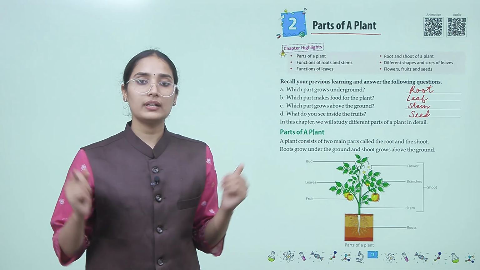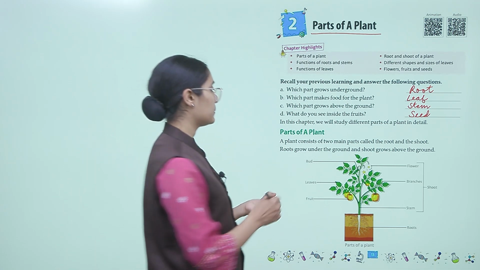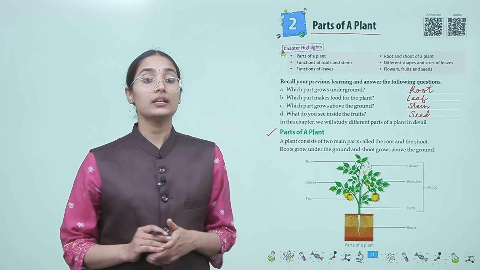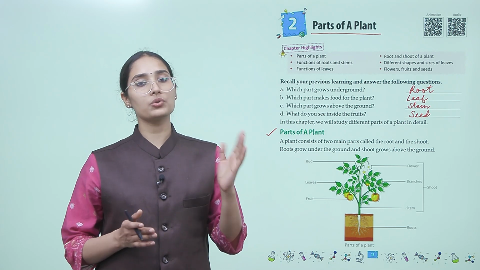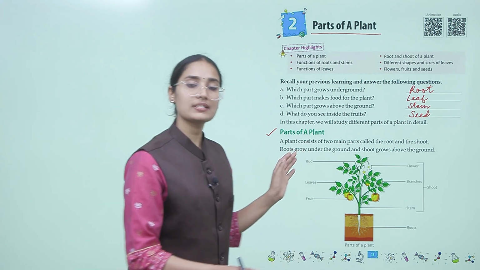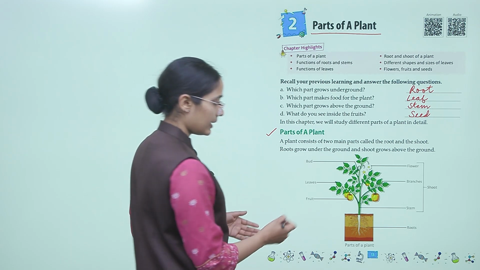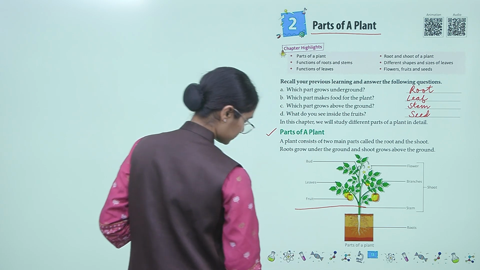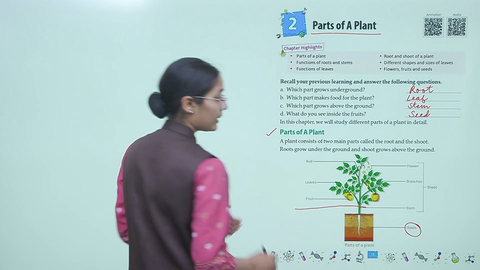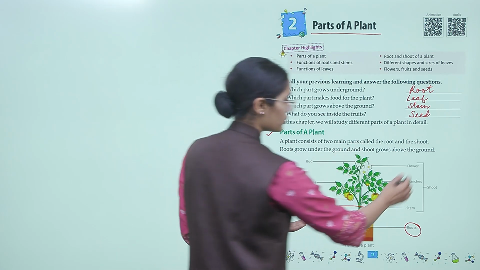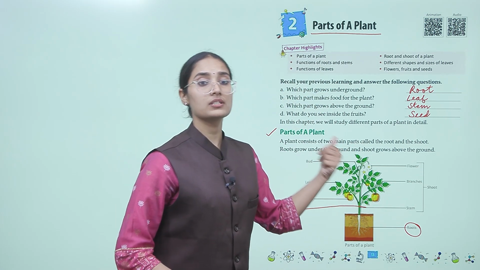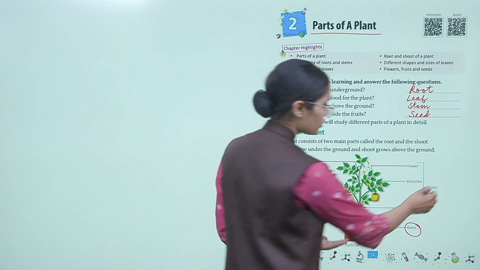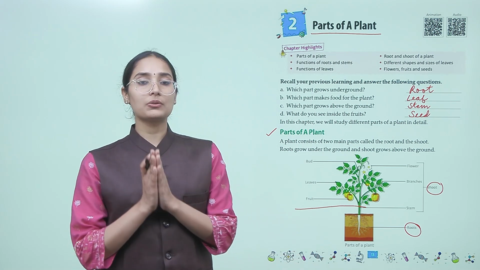Now let's take an overview of different parts of a plant. So a plant consists of 2 main parts, the root and the shoot, okay? Roots grow under the ground and shoot grows above the ground. So broadly, anything that grows under the ground, below the ground, is a root, okay? And whatever grows above the ground is a shoot. So whatever like stem, branches, bud, leaves, fruit, flower, whatever grows above the ground comes under shoot, okay? Now let's go to the next page.